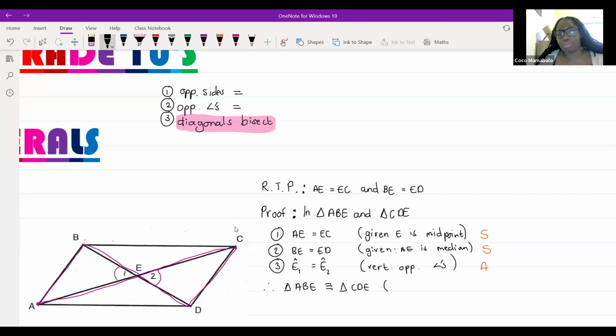What is our reason? It's definitely not side-side angle, because remember, side-side angle is one of those that doesn't exist. So who can find me the actual reason here?